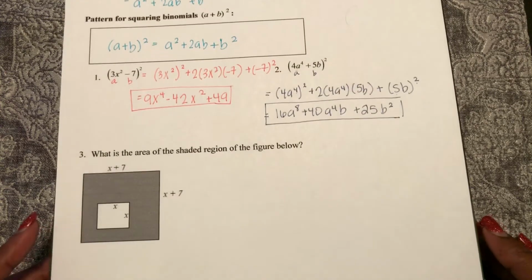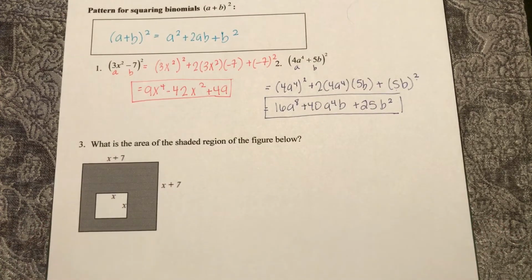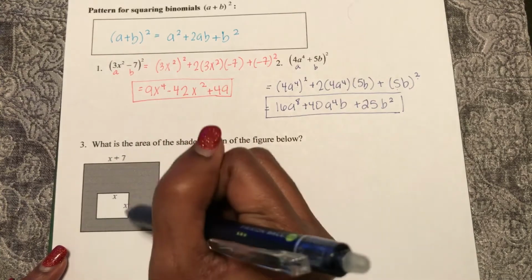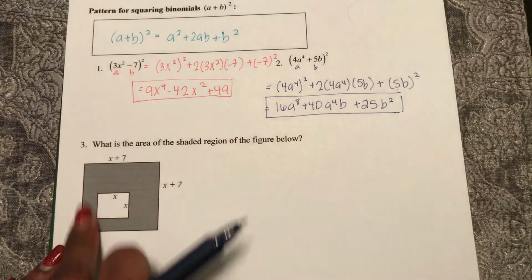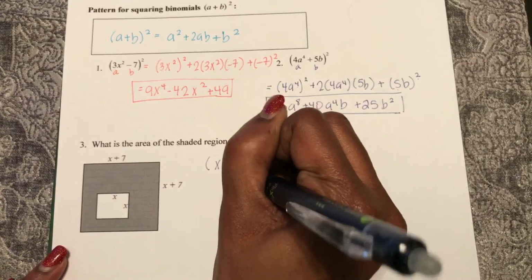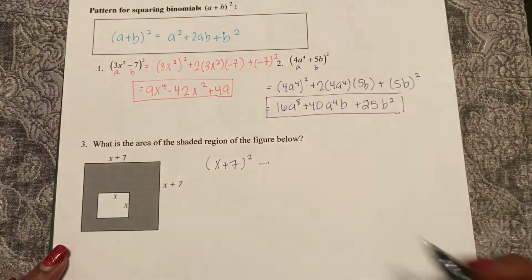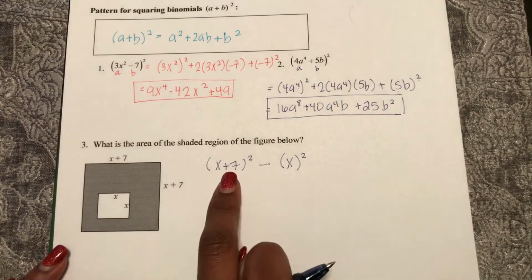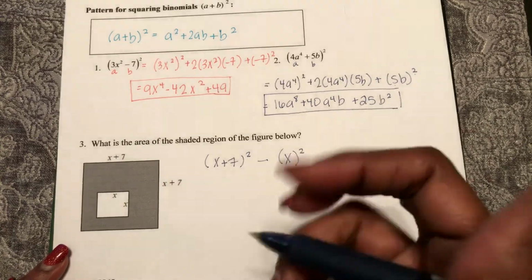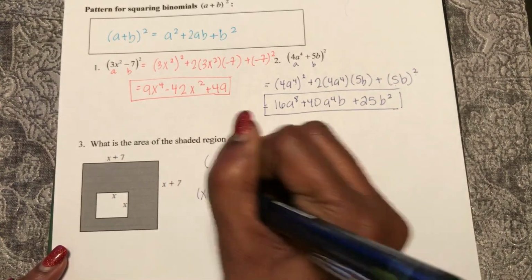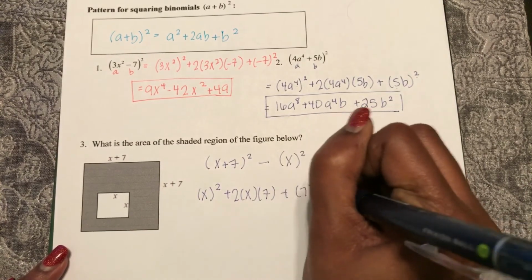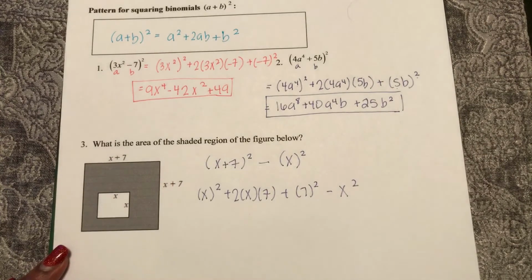So in our last example on this page, we're trying to find the area of this shaded region. So that shaded region is the large square minus this little square. So the area of the large square is x plus 7 squared, subtracting the area of the small square, which is x squared. So I'm going to use my pattern to FOIL this out. That's going to be x squared plus 2 times x times 7 plus 7 squared, subtracting x squared.